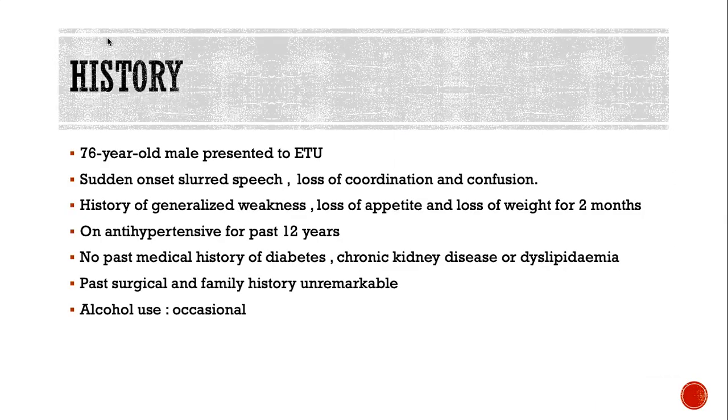Case number 4. A 76-year-old male presented to ETU with sudden onset of slurred speech, loss of coordination, and confusion. He had a history of generalized weakness, loss of appetite, and loss of weight for the past 2 months.